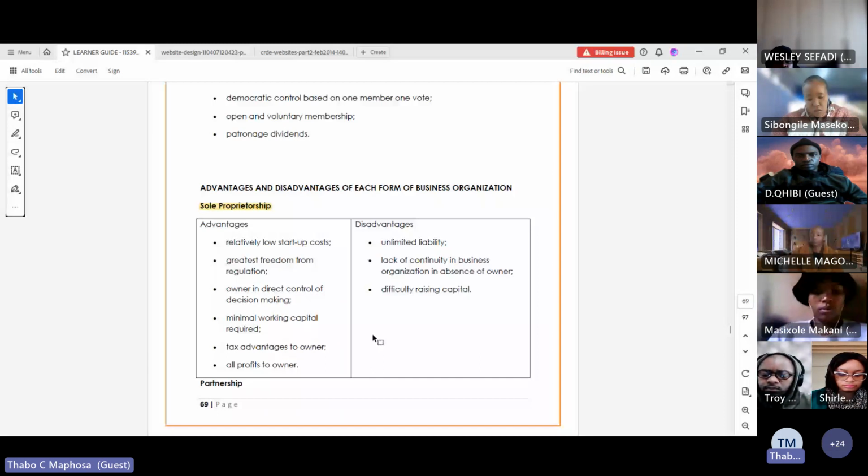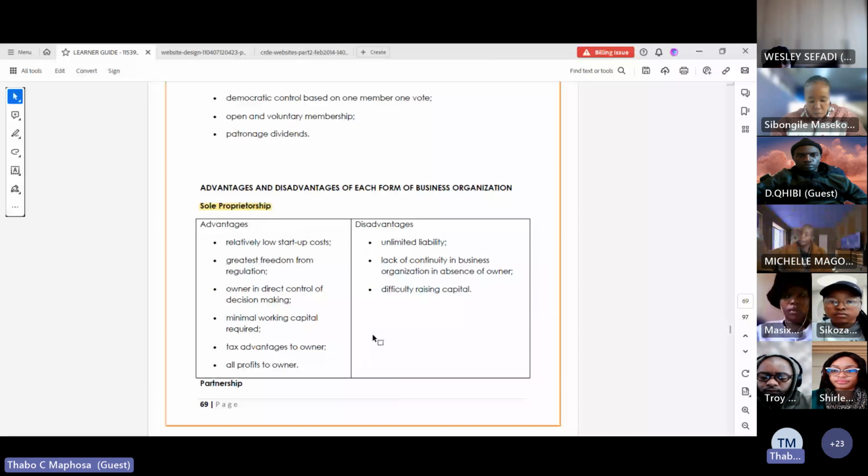And then there are tax advantages to the owner. You do not pay a lot of tax. There's a very, very minimal amount of tax that you actually pay. And then they're also saying that all profits go to the owner. The owner has all the profits.